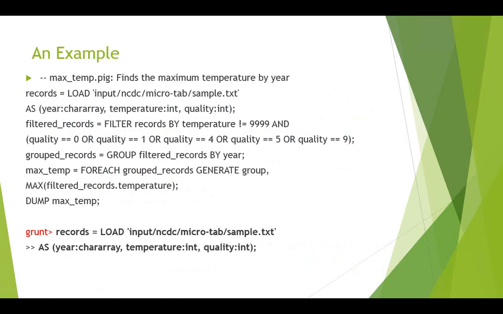On the screen, you can find one example of Pig: finding the maximum temperature of the year. The same program you can find in the case of MapReduce in most of the books. The MapReduce program finds the maximum temperature by year. Suppose in 1950, what was the maximum temperature? In 2015, what is the maximum temperature right now?